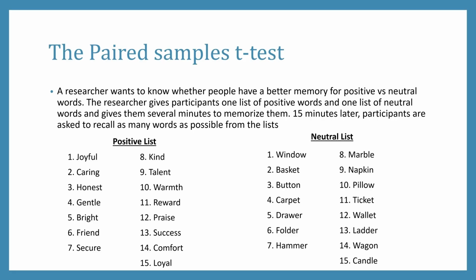Then they go and do some filler tasks and things that might take up your memory so that it makes it a little bit harder. And then 15 minutes later, the participants are asked to recall as many words as possible from these lists. And what the researcher is going to do is compare the average number that you remember from the positive list to the average number that you remember from the neutral list.